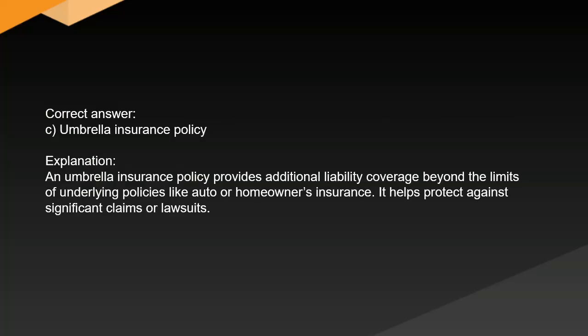Correct answer: C. Umbrella insurance policy. Explanation: An umbrella insurance policy provides additional liability coverage beyond the limits of underlying policies like auto or homeowners insurance. It helps protect against significant claims or lawsuits.